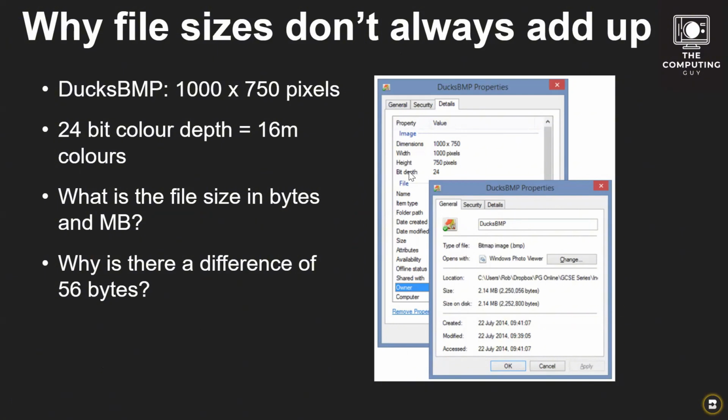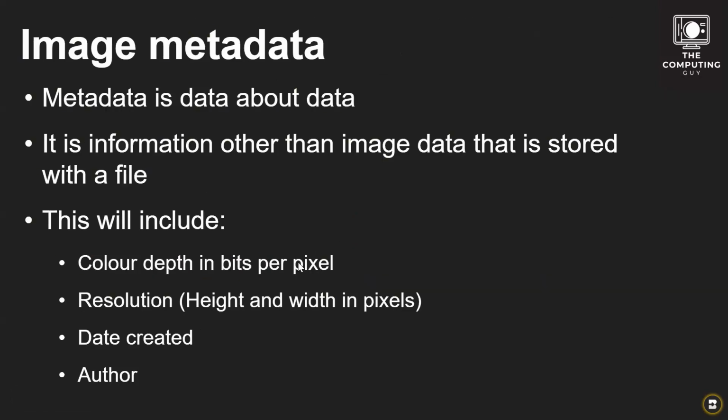Now, sometimes you'll notice if you go to the properties of an image on your desktop, that the file size doesn't actually match up with the actual calculations if you've done it yourself for the image. So in this instance, you've got 1000 by 750 and then the 24-bit depth. Now, this is because of something called metadata. Now, metadata is data about data, and this just includes information about the image file, such as color depth in bits per pixel, resolution, date created, and author.